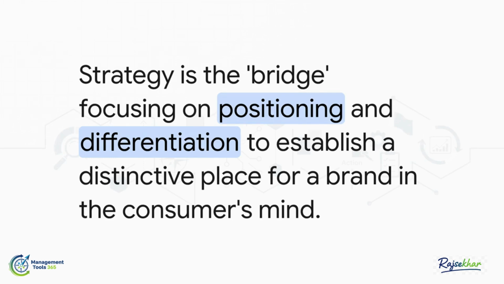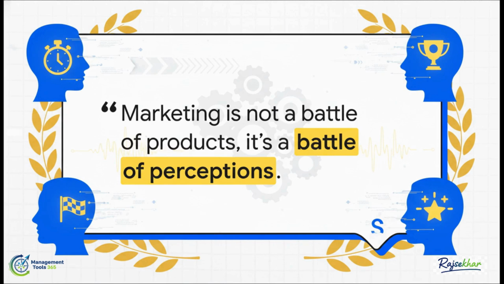It's all about positioning yourself in a unique, defensible space inside your customer's mind. And this idea is just perfectly captured by this quote from Al Ries and Jack Trout. I mean, think about it. You could have the best product in the world, but if a competitor owns the perception of quality or speed in the customer's mind, you're already playing from behind. Strategy is the art of winning that battle of perceptions.